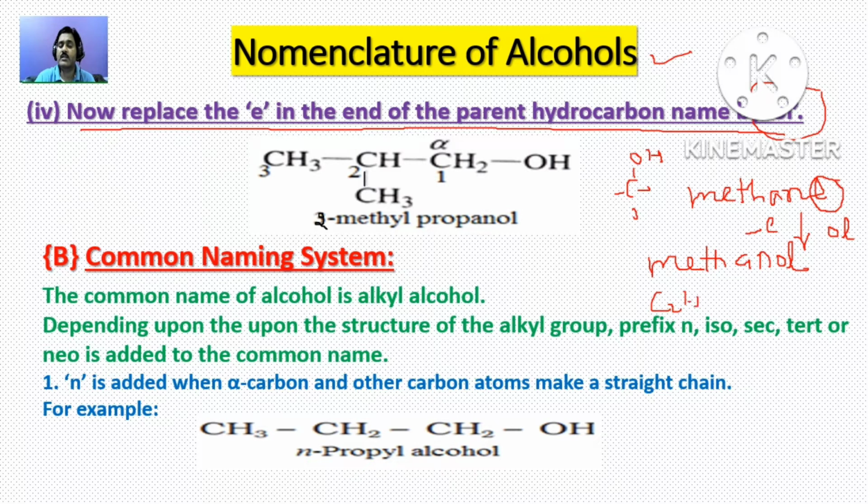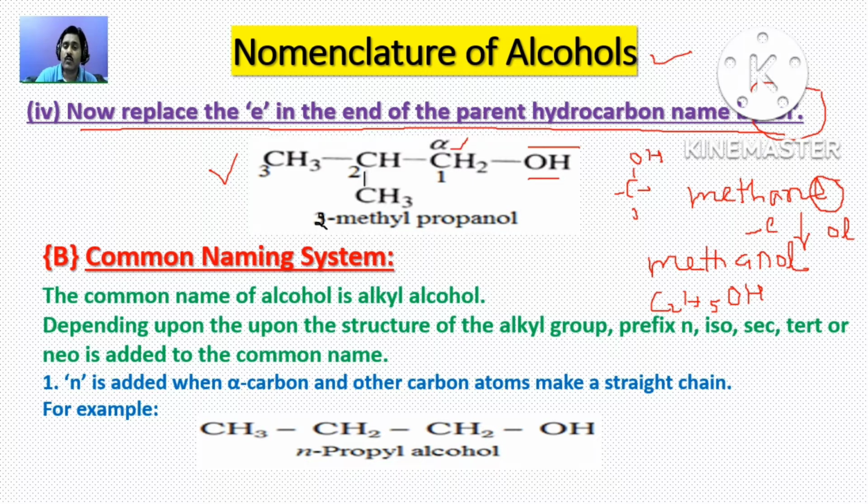Similarly, C2H5OH is called ethanol. E is replaced with OH. Propanol, butanol, pentanol, hexanol, and so on. Let's see what is the name of that compound. Here, the OH group is attached to that carbon atom. That carbon atom is called the alpha carbon.